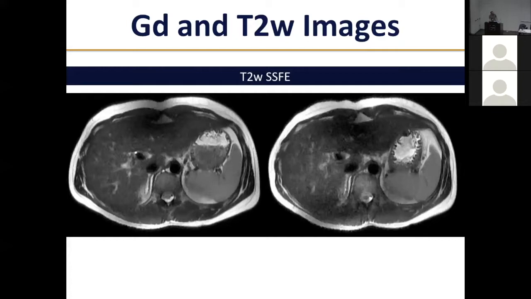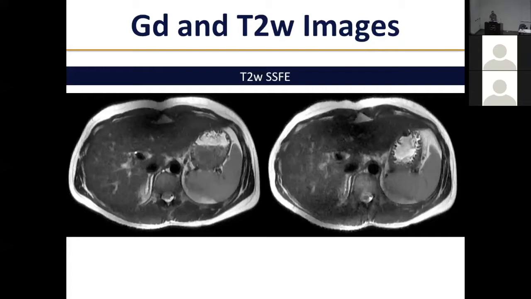So gadolinium does not affect the appearance of the liver. Gadolinium does not affect the appearance of the spleen. Gadolinium does not affect the appearance really of anything on a T2 weighted image in a way that's appreciable to the human eye, with one exception. This particular case was created with a particular contrast agent known as gadoxetate disodium, which accumulates in the bile duct. So was that a hint? Can anyone tell me which image is pre and which image is post?